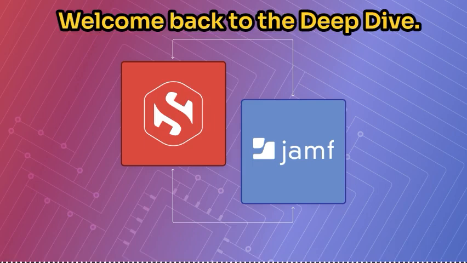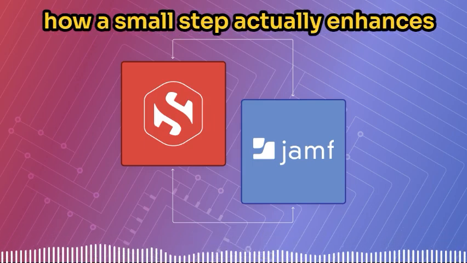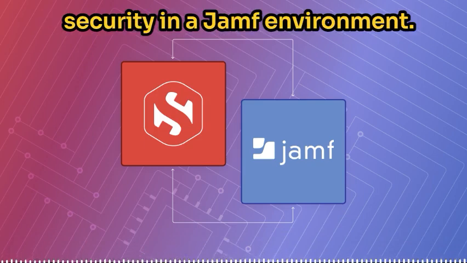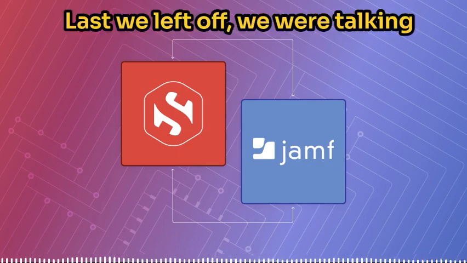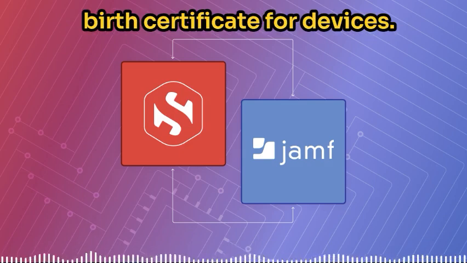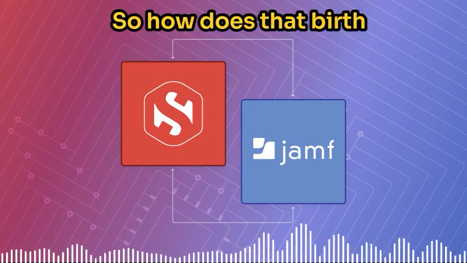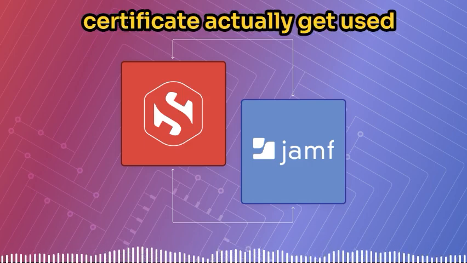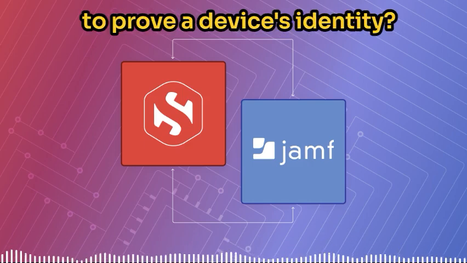Welcome back to the deep dive. We're getting into the nitty-gritty of how Smallstep actually enhances security in a Jamf environment. Last we left off, we were talking about the Secure Enclave and this idea of a digital birth certificate for devices. So how does that birth certificate actually get used to prove a device's identity?